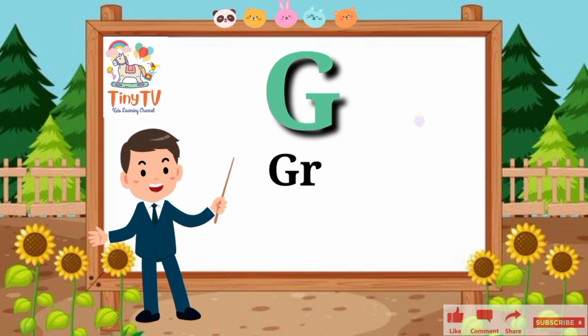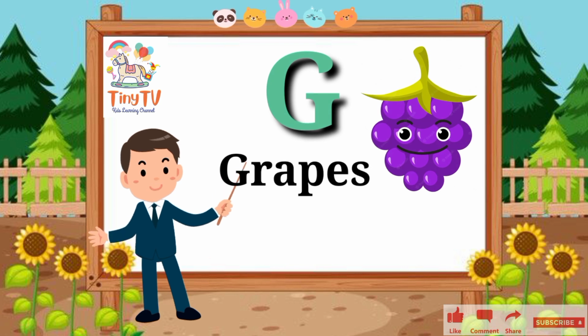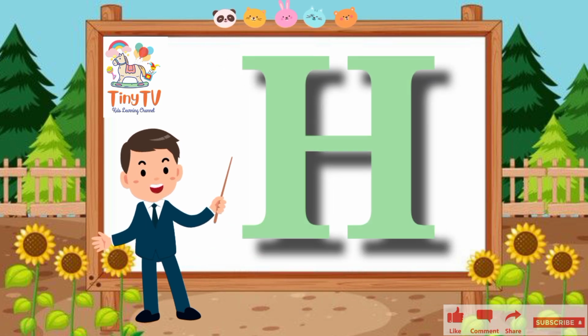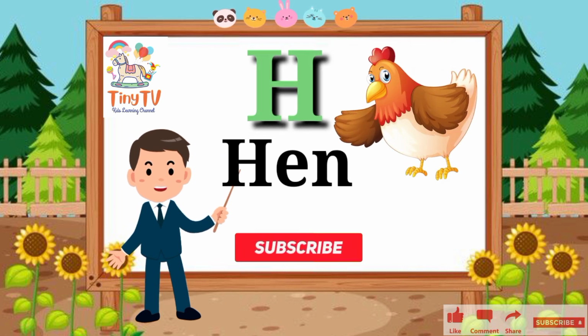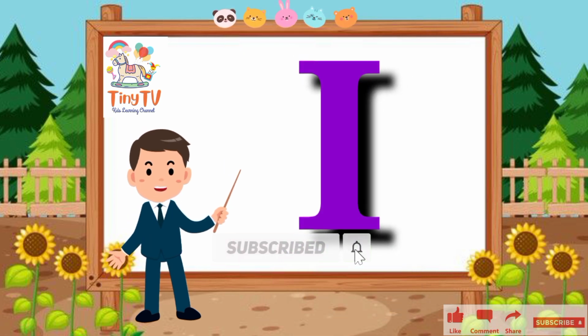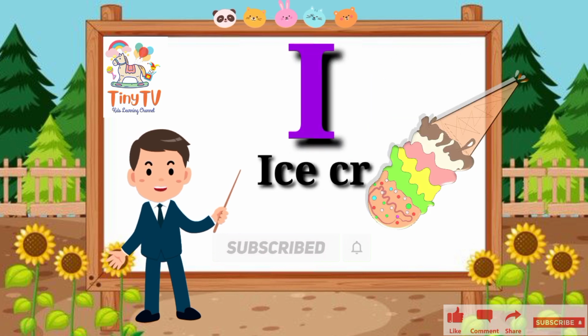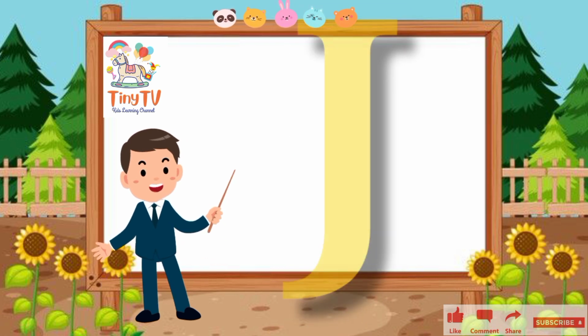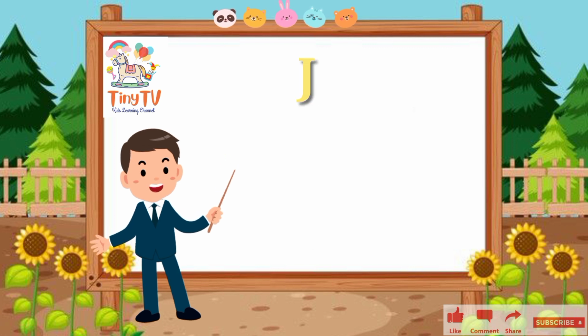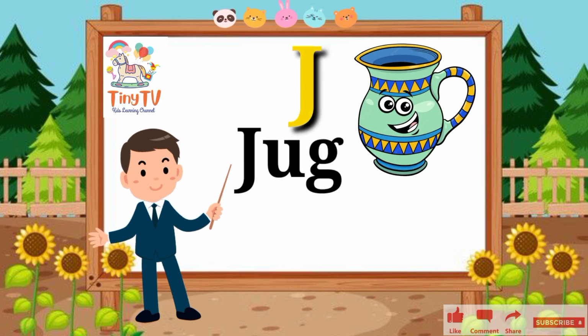G. G for grapes. H. H for hand. I. I for ice cream. J. J for jug.